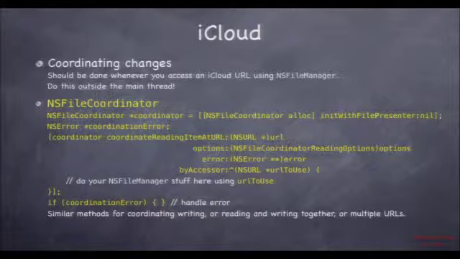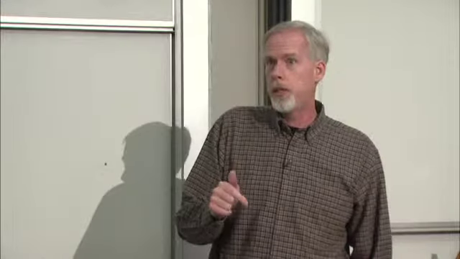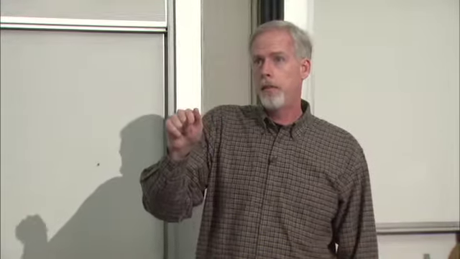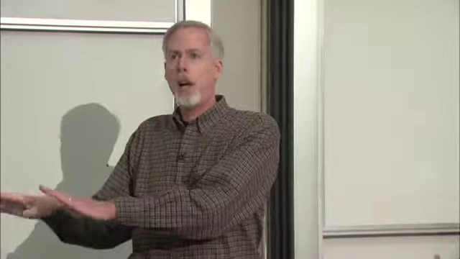There are about five or six different coordinate reading and coordinate writing methods. You can even coordinate multiple reads and writes at the same time, like coordinate reading item at URL and writing at URL. You can go look at the file coordinator stuff. And you do need to do this if you're going to access any file in the cloud, unless you're accessing it through the UIDocument API, which will do the coordination. We'll do this in the demo too.